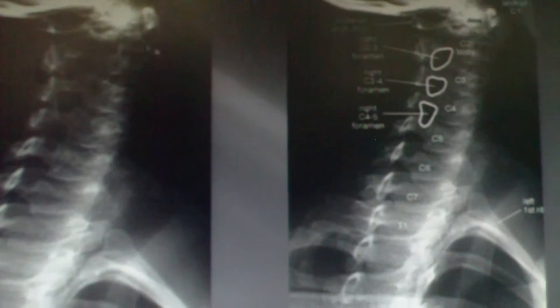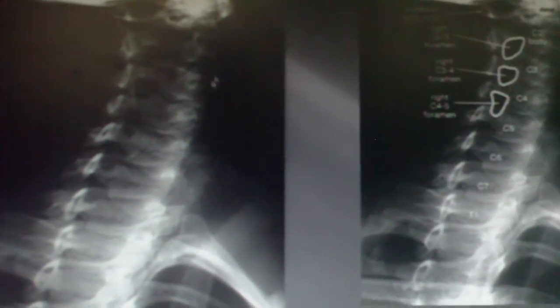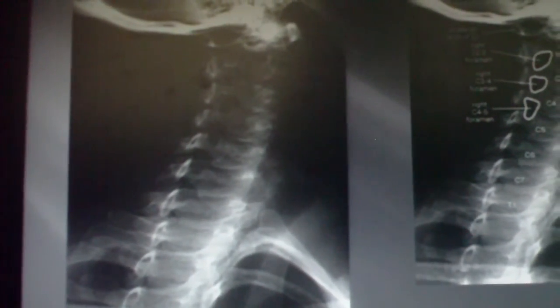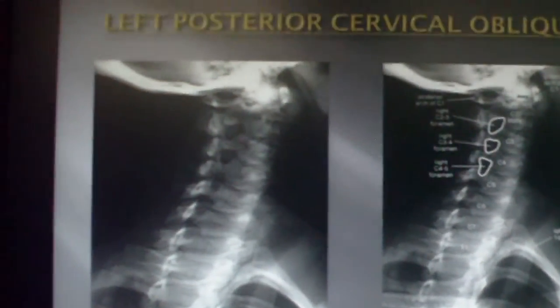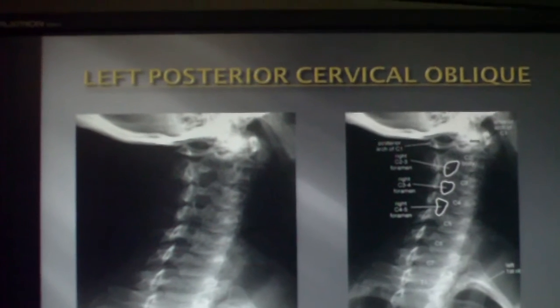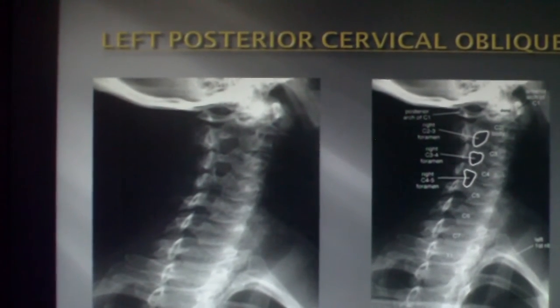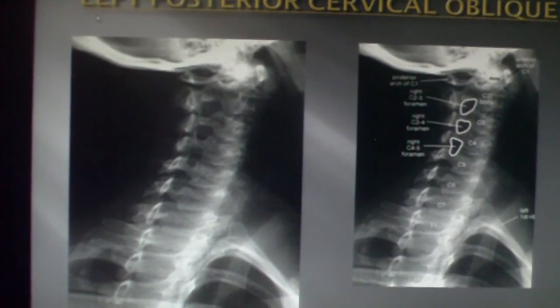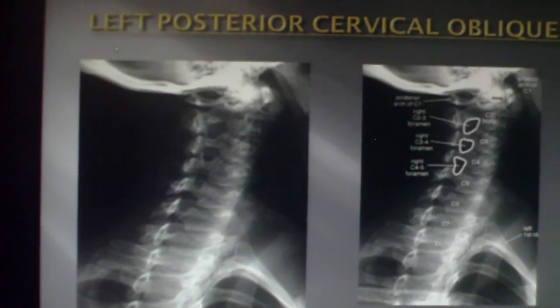Okay, so here we are with our obliques. All right, so a left posterior oblique. If it's a left posterior oblique, you're going to see what IVF? Left. Oh, right, sorry. If this were an anterior oblique, if this was a left anterior oblique, then you would see the left. But if it's a posterior oblique, you're going to see the IVF opposite to the shoulder that was touching the film. So that would make that right.